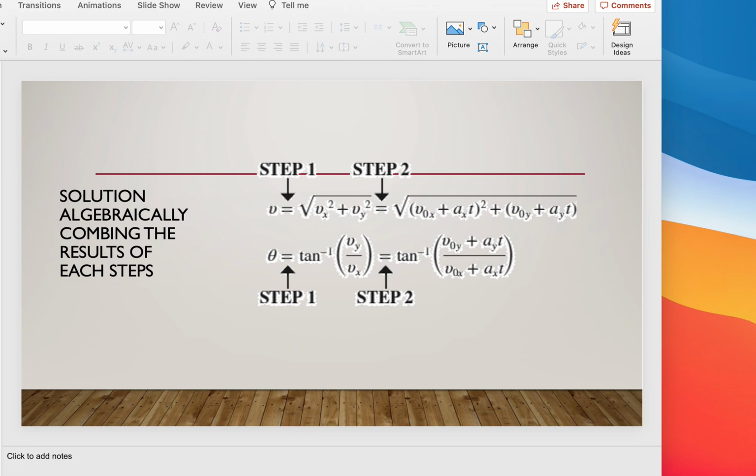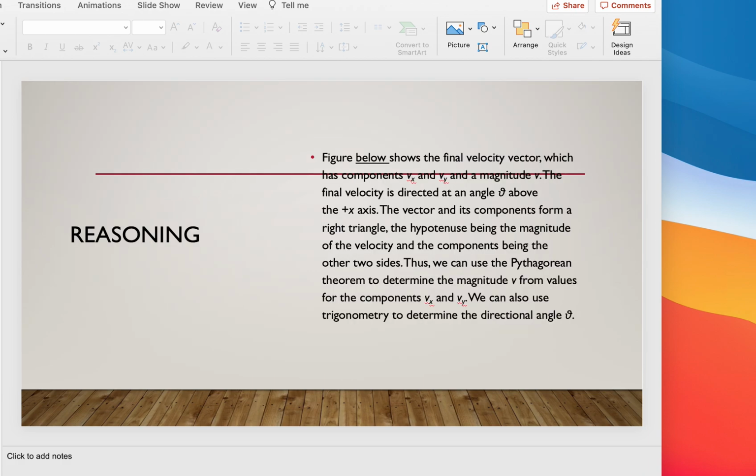Step 1, we need to find the right formula and use the Pythagorean theorem and trigonometry to find the magnitude and direction of the velocity. The reasoning behind this problem is that the vector and its components form a right triangle, the hypotenuse being the magnitude of the velocity and the components being the other two sides. Thus, we can find Vx and Vy.